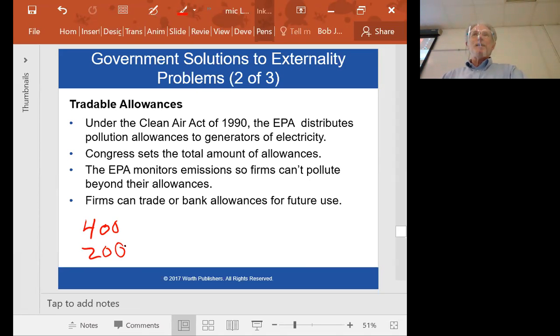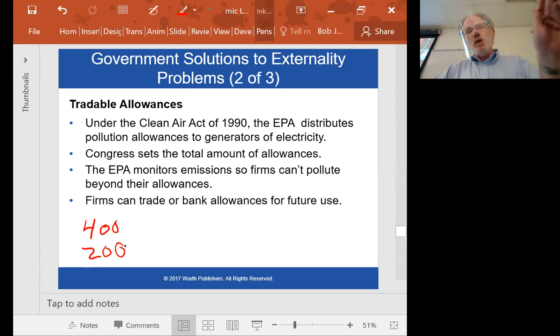Trade with somebody who does less polluting. One option is to, well, let's consider another option first. One option is to say, well, we're doing more than we're allowed, so we're going to have to cut back on the amount that we emit. But to do that, it's going to be costly. You're going to have to change your production processes. So there's a cost there. But with the allowances, you have another option.